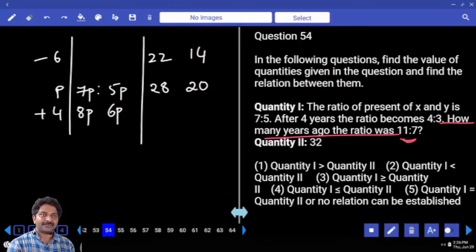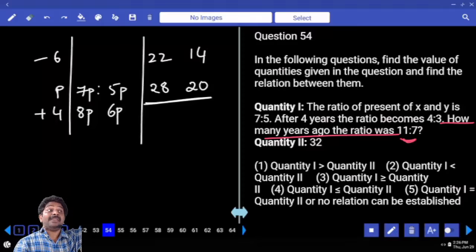Q2, 32. Q1 less than Q2. Basically, to answer this question, you don't have to solve it. See, after getting present ages, how many years back their age ratio was, in the sense, how many years back, that's your question. That number must be definitely less than 28.